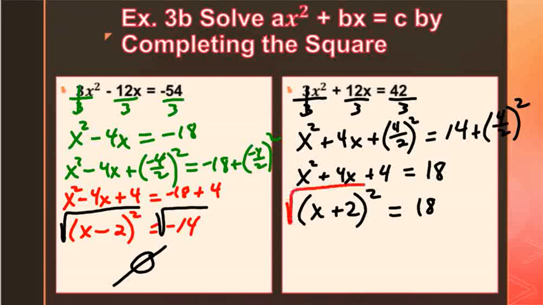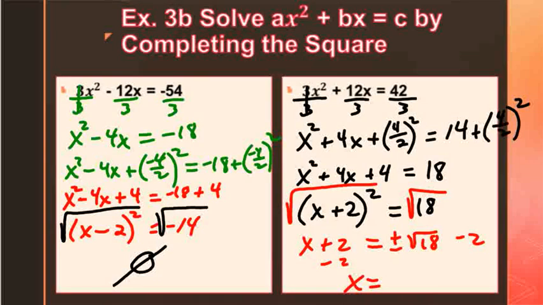Undo a square, I find the square root of both sides. So I have x plus 2 equals a positive and a negative square root of 18. So I need to subtract 2 on both sides. Now to solve this one, I'm going to get my calculator out again.